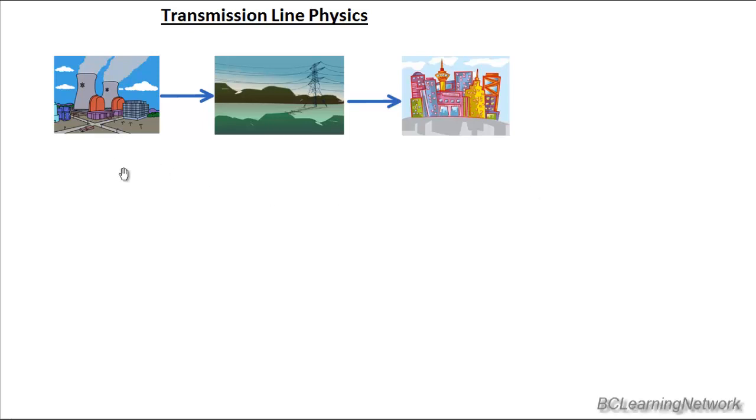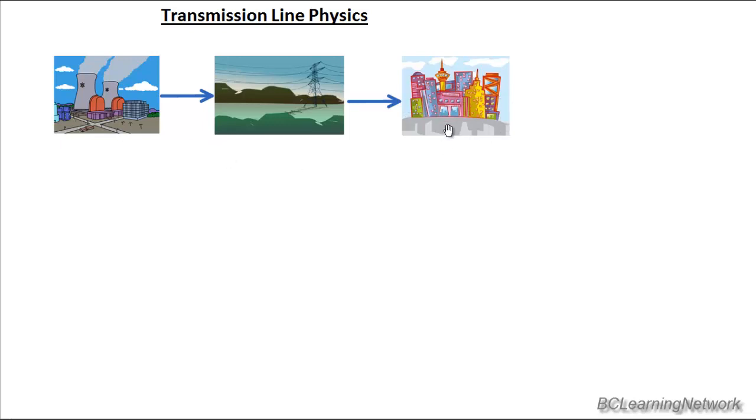In the diagram on the screen we see three pictures. On the far right we see a cityscape. In the middle we see some high tension transmission lines or some power towers. And on the left we see our power plant.